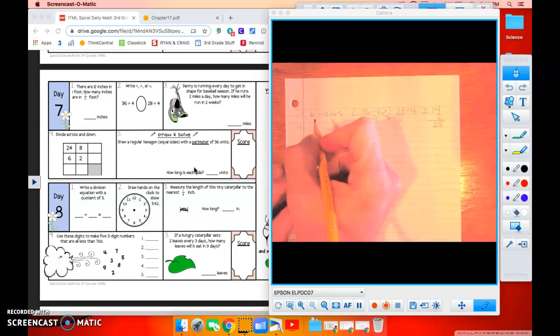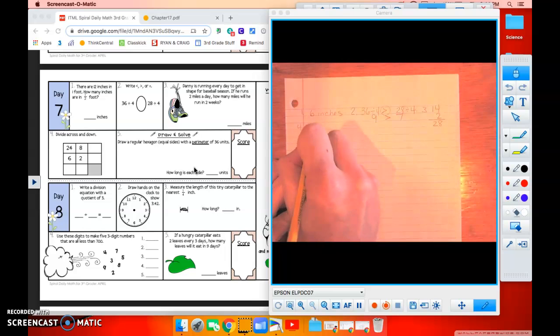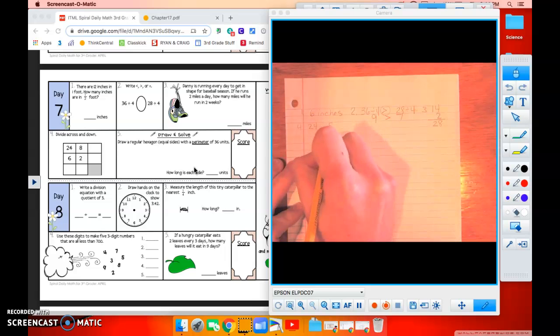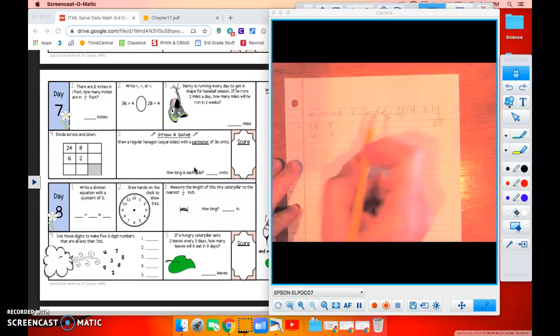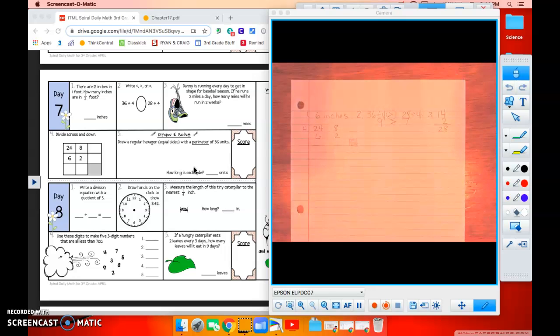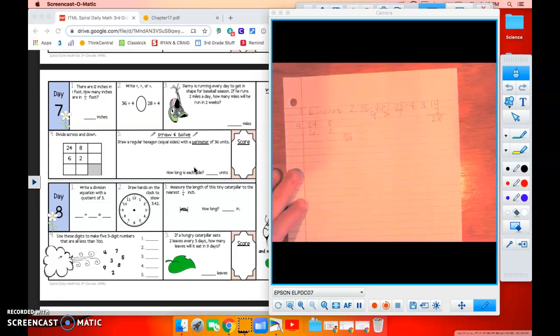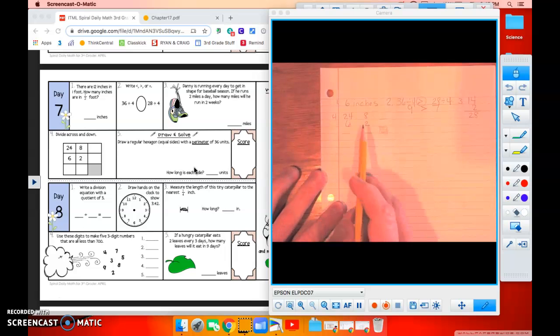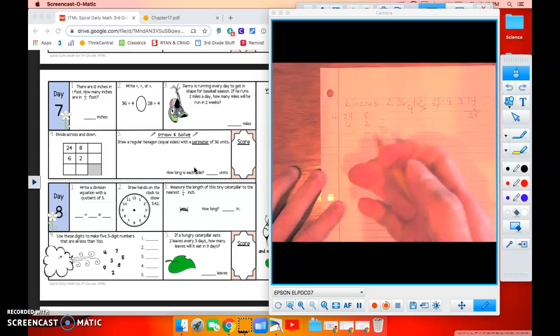Number 4, we have a little chart here, and this is a division problem. And this one over here is kind of shaded, right? So we got to figure out what these are right here. This one, this one, this one, and this one. And the directions say divide across and down. So 24 divided by 8 equals blank. Okay, that's kind of what it's saying. And then it's also saying 24 divided by 6 equals blank.